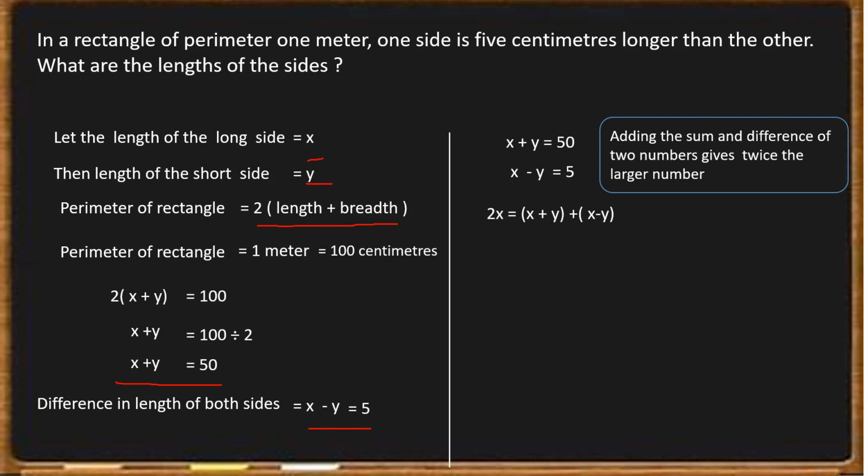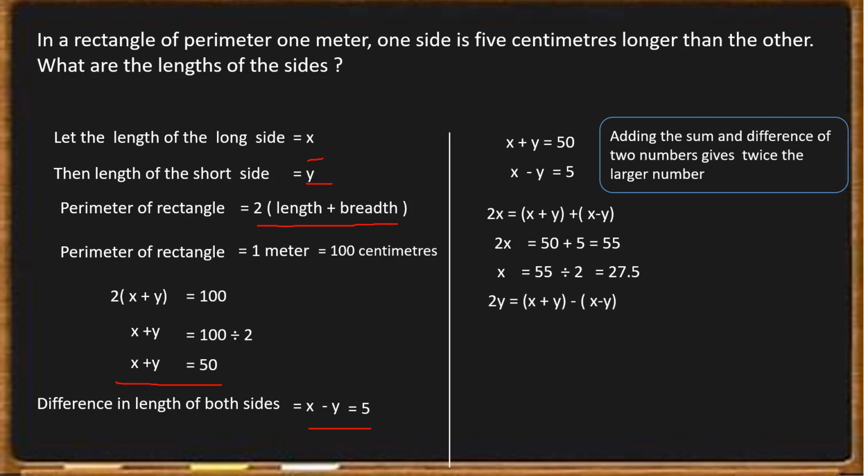I think all of you remember the step that we have done in a problem. Here the large side, or the large value, is x. And so 2x is equal to 50 plus 5, that is 55. So x is equal to 55 divided by 2, and 55 divided by 2 is 27.5. You can do it by yourself.